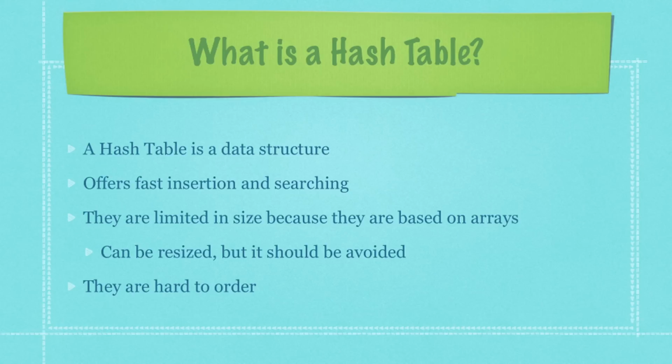So what exactly is a hash table? A hash table is just a data structure like anything else. And in this tutorial, it's probably better to think of it as an array, because I'm going to go through this really slowly and completely build up from the base. What it does is it offers very fast both insertion as well as searching. However, they're limited in size because, like I said before, it's based off of an array. It can, however, be resized, but of course that is to be avoided, and they are very hard to order.